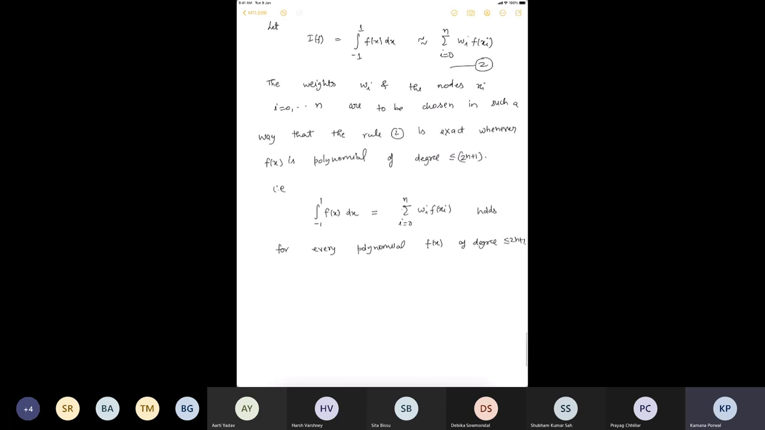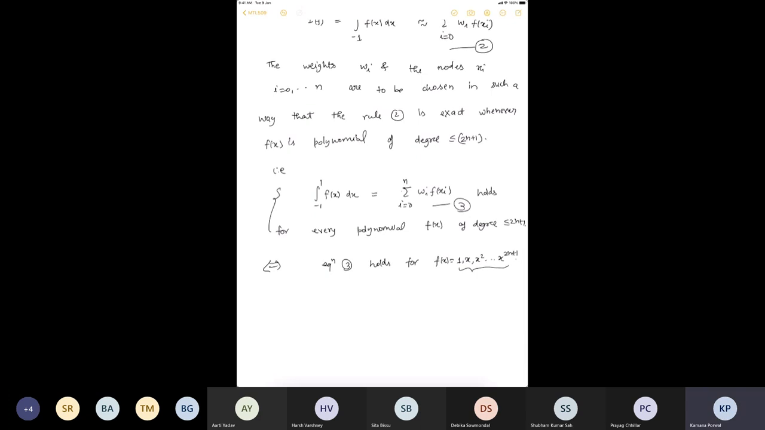Right, now you can notice that this condition is equivalent to saying that this equation three holds for f(x) equal to the constant function 1, x, x square up to x raised to power 2n plus 1, because we know that this set 1, x, x square up to x raised to power 2n plus 1 is going to form the basis for the polynomial space of degree less than or equal to 2n plus 1, right? So any polynomial of degree less than or equal to 2n plus 1 can be written as a linear combination of these functions, right? So if the rule is exact for these functions, then it is going to be exact for any polynomial of degree less than or equal to 2n plus 1. So is it okay? Are you guys with me that what is happening here?